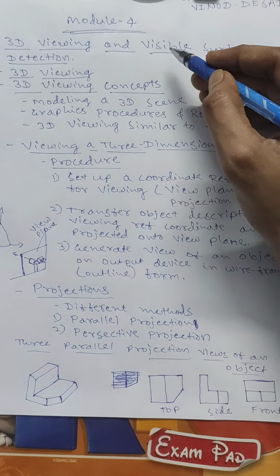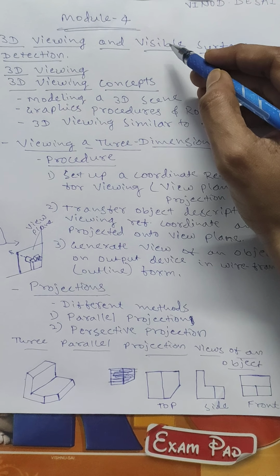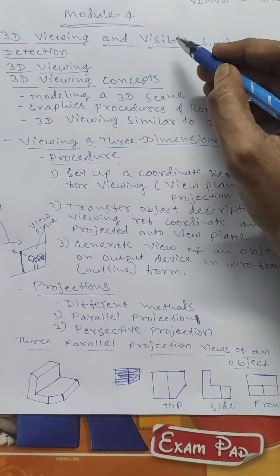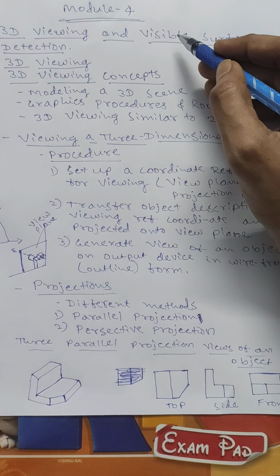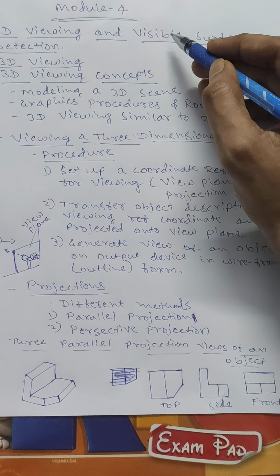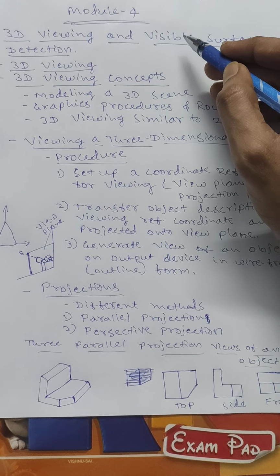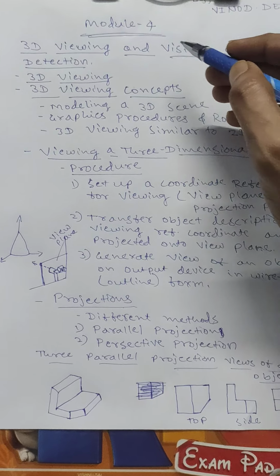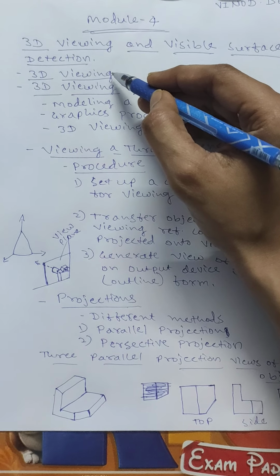So in this module mainly we will study 3D viewing concepts, the 3D viewing pipeline, 3D viewing coordinate parameters, transformation from world to viewing coordinates, and some of the important projection parameters, functions and all. So in this module first you need to understand what 3D viewing is, right?